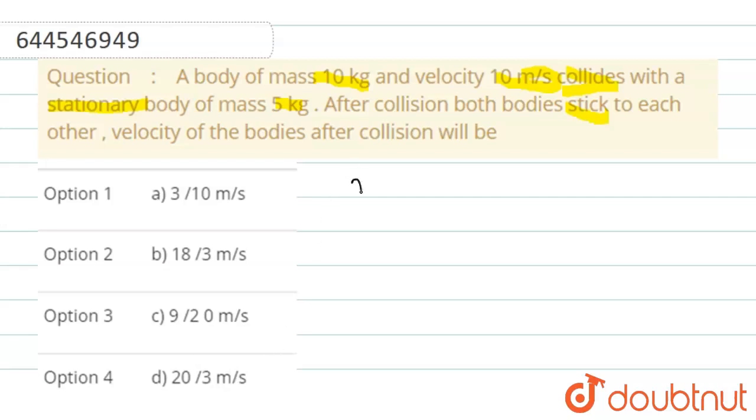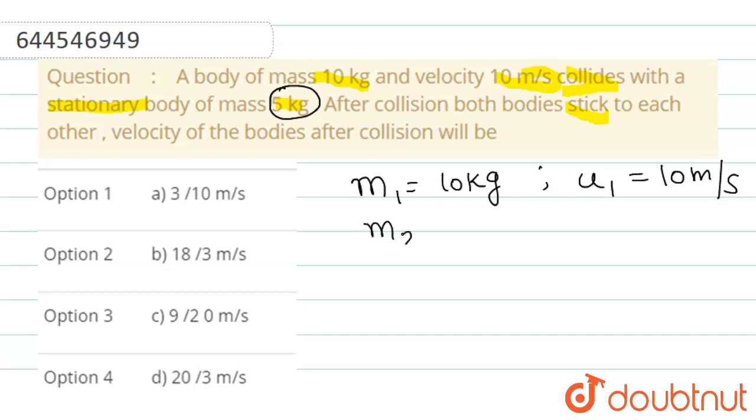So given here is m1 equal to 10 kg and its initial speed is 10 meter per second. Then the second body mass is given as 5 kg. So m2 is 5 kg and u2 equal to 0, because for this the word used is stationary, that this body was at rest.